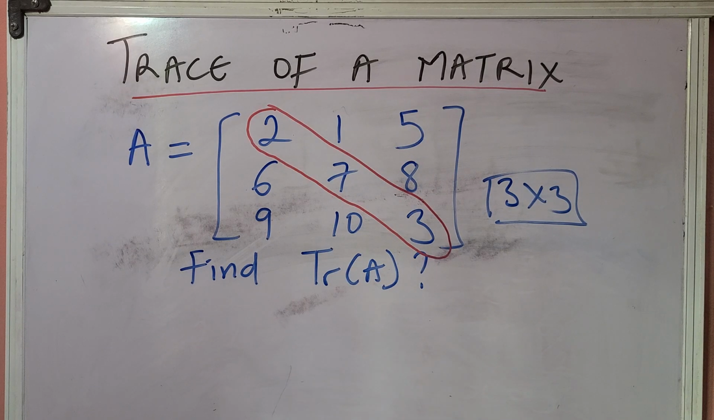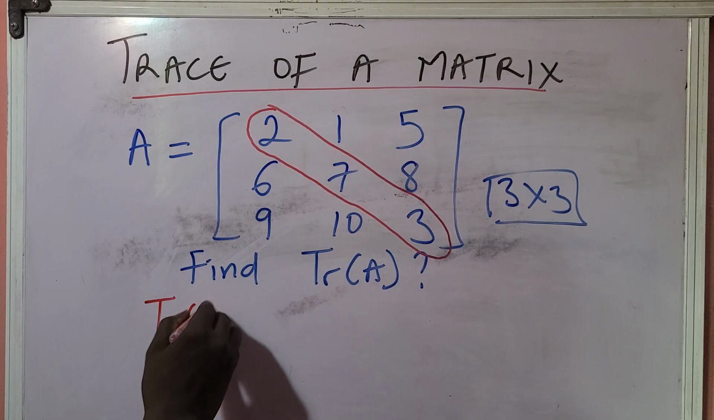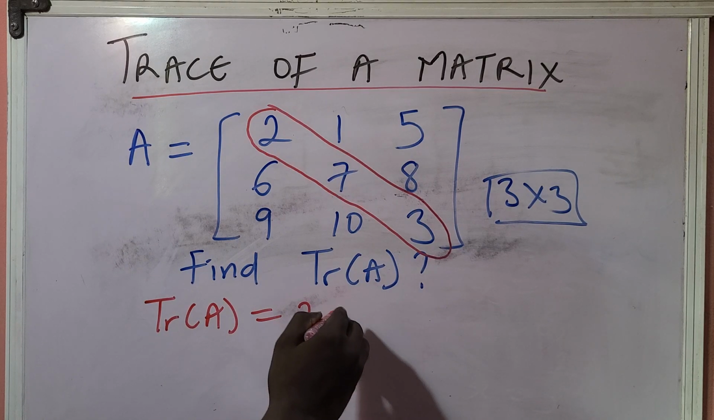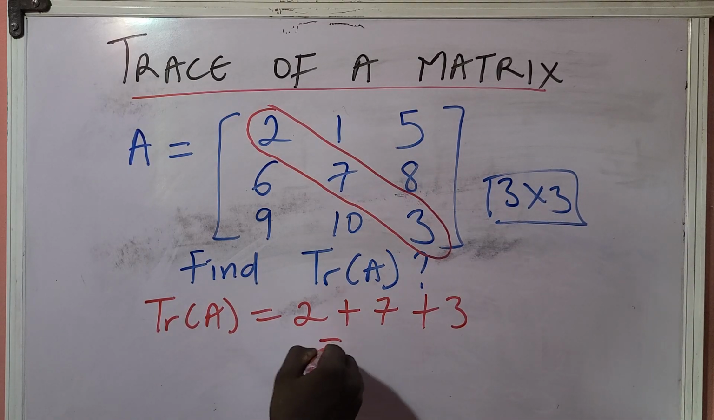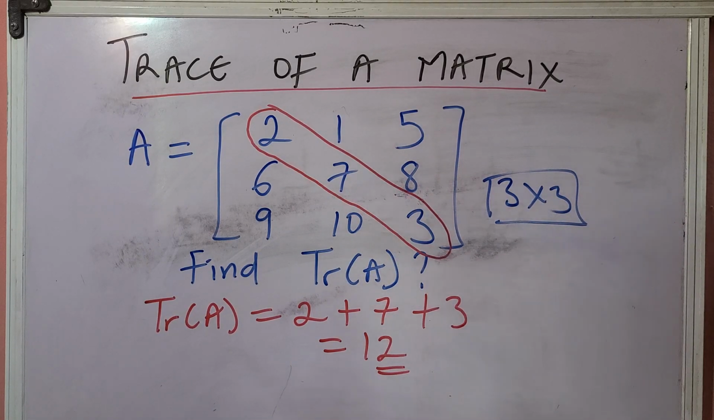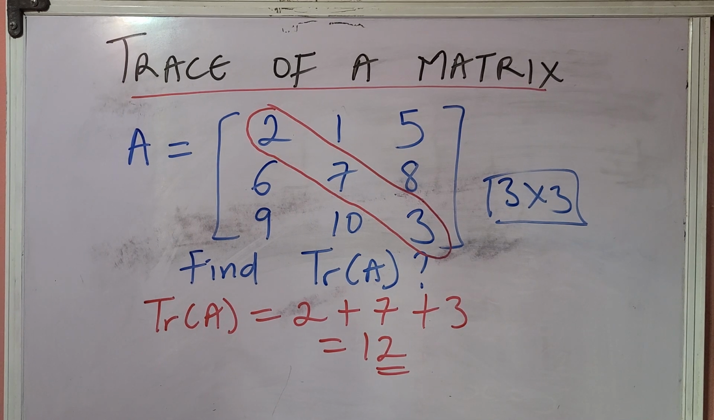So how do you find the trace of a matrix? Well, the trace of a matrix is the summation of all the elements of the leading diagonal. Now that we have identified the leading diagonal as 2, 7, 3, therefore, the trace of this matrix A will be equal to 2 plus 7 plus 3, and that would give you the value of 12. That's simple. So the trace of a matrix is always the addition of the leading diagonal of a matrix.